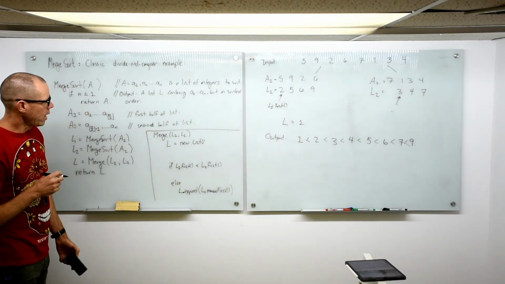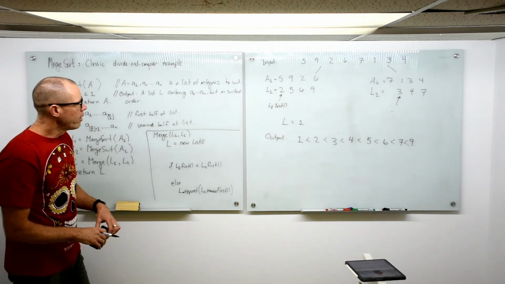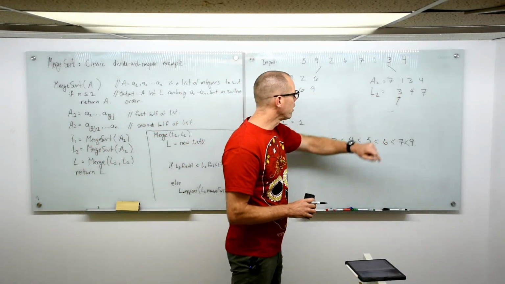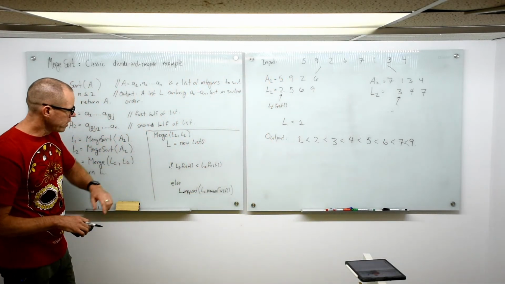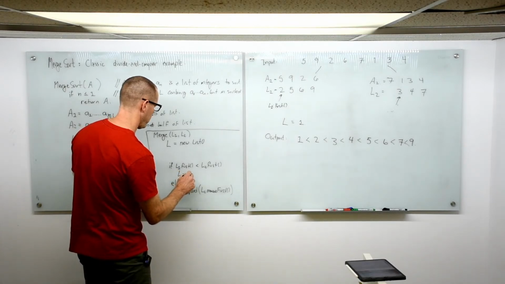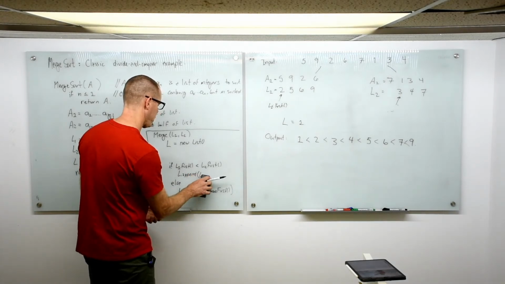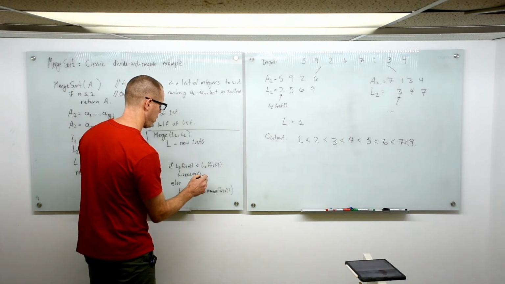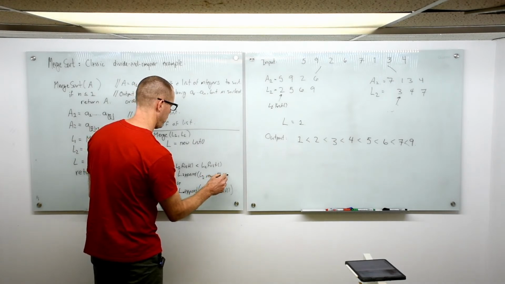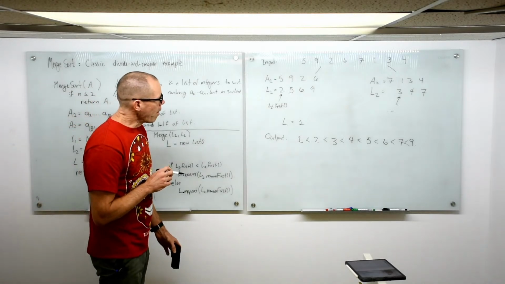And if we were going to do that step again, we would be comparing 2 to 3. We would find that L1.first is smaller than L2.first, so we're in this case, in which case we should L.append(L1.removeFirst()). Okay, so that's the general step.